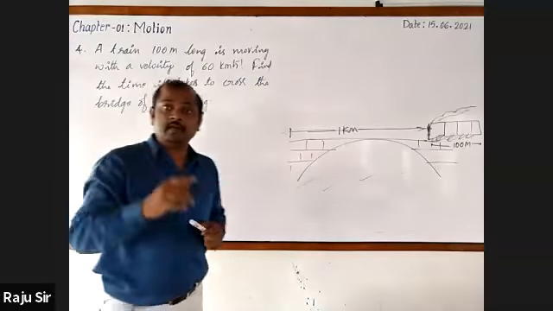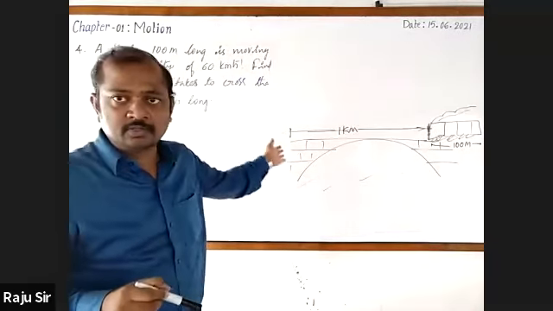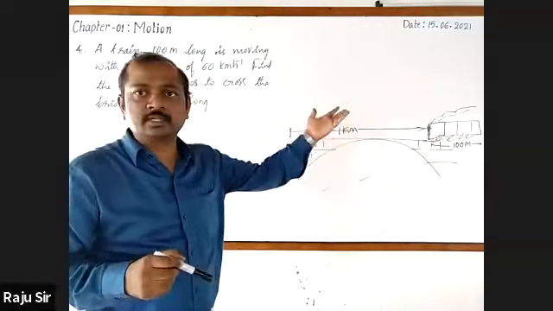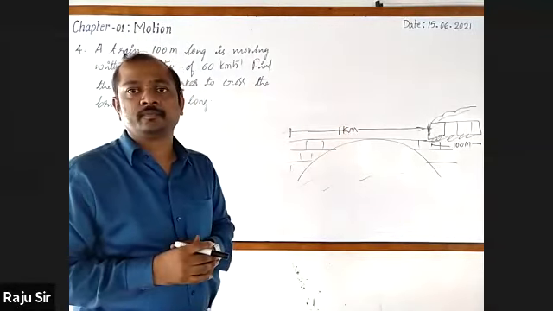If the train has to cross the bridge, what is the total distance it has to cover? 1 kilometer. 1100 meters. 1100 meter. Enough. Just look here.